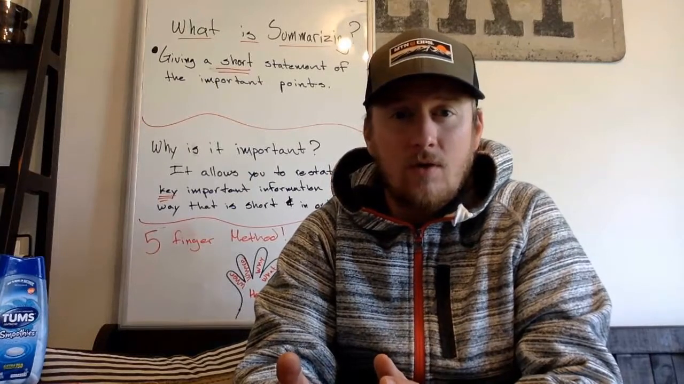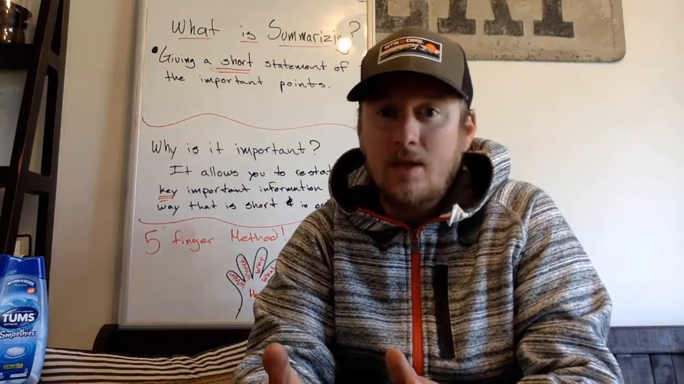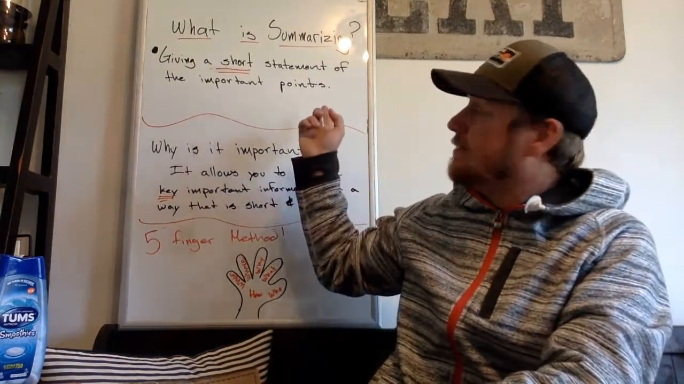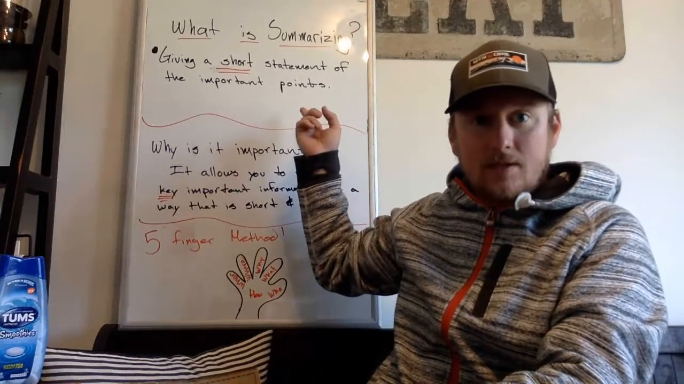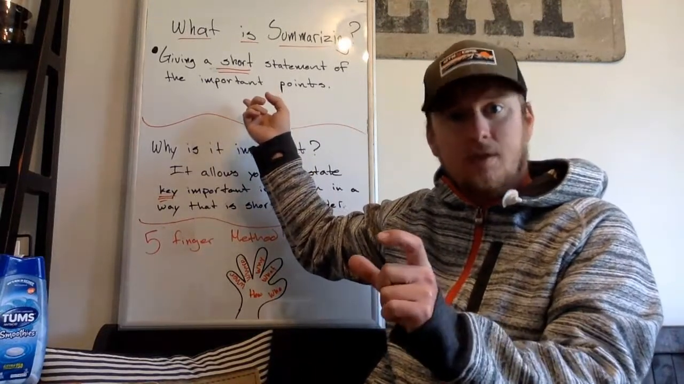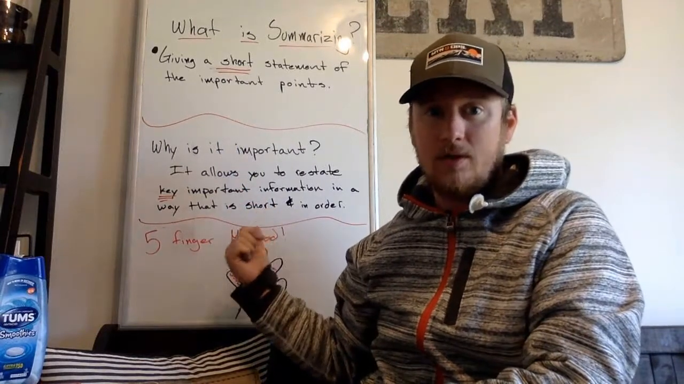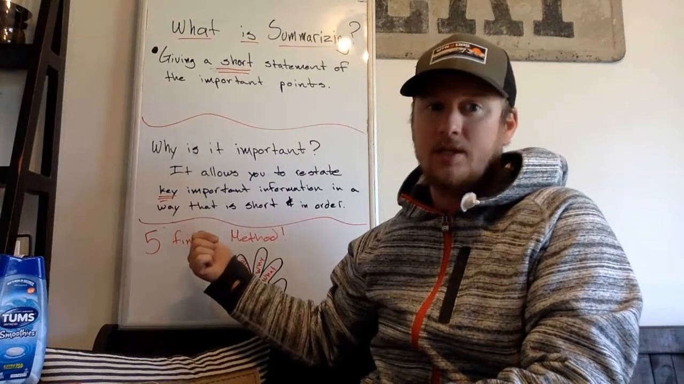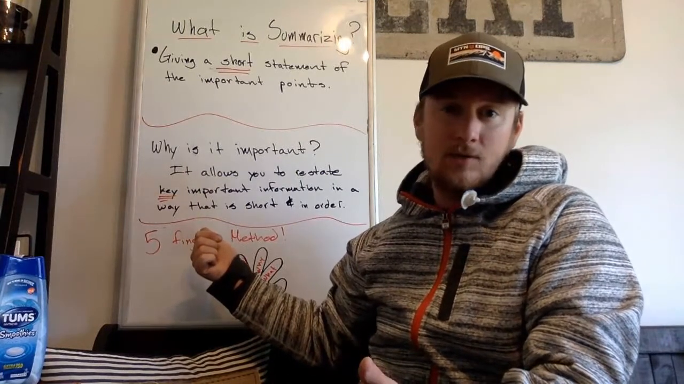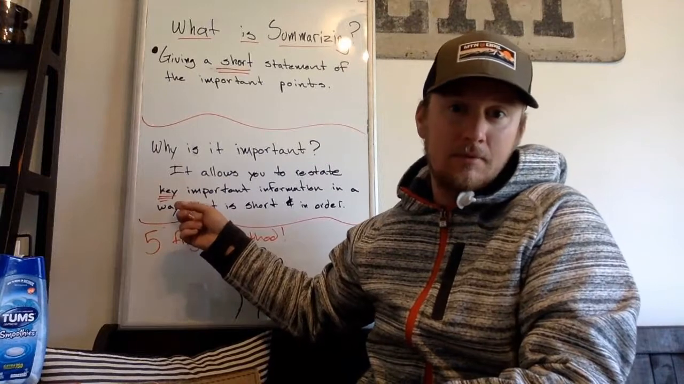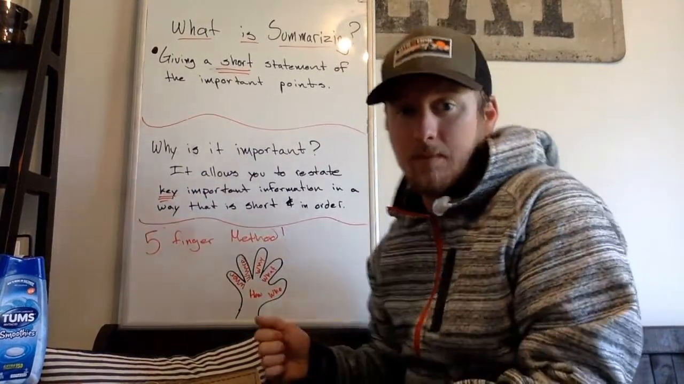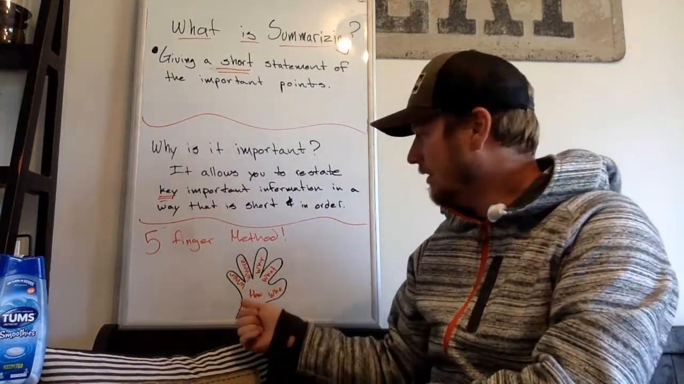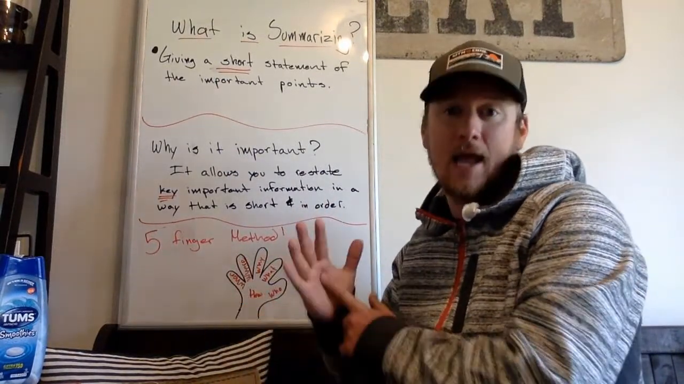Let's do a quick review on what a summary is and what we learned. A summary is giving a short statement of important points, and that means short. Why is it important? It allows you to restate key information, short and in order. And the key thing is key. I remember we talked about the five finger method, the five fingers and a palm: the who, what, where, when, why, and how.